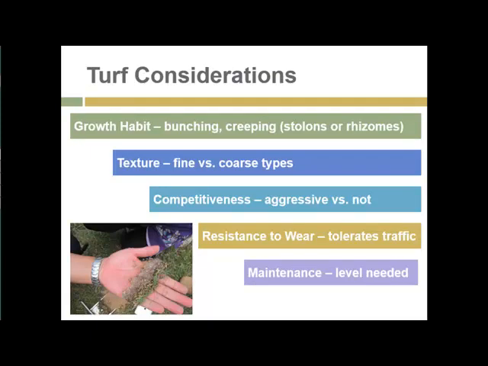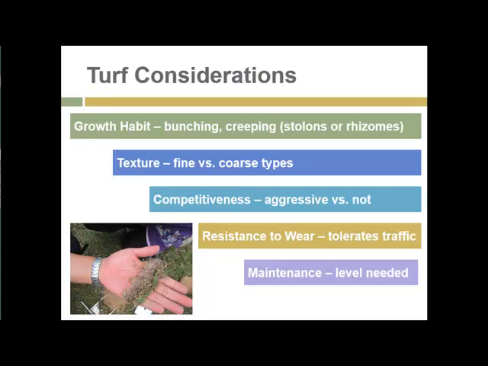So for these exotic cool season grasses that we use in our yards, golf courses, parks, there are a number of considerations to install and maintain those turf areas. First of all, selecting the grass based on its growth habit, bunching or creeping. Using grasses that have stolons or rhizomes helps to fill in areas and gives them the full appearance that we come to expect from our turf. The texture matters. I guess the example of a fine texture grass is Kentucky bluegrass. The aggressiveness of the grass is a factor.